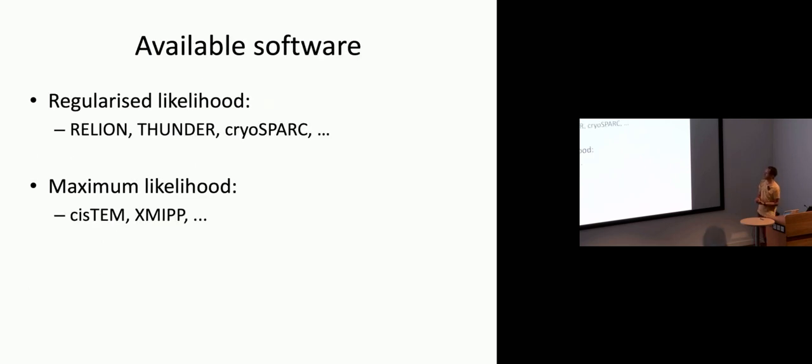So you can now do regularized likelihood optimization in ReLAM, in Thunder, in CryoSparc, etc. And also other packages use marginalization to some extent. So these use both marginalization and explicit regularization as a target. And then other packages like cisTEM and XMIPP, they use maximum likelihood-based, marginalization-based classification methods.